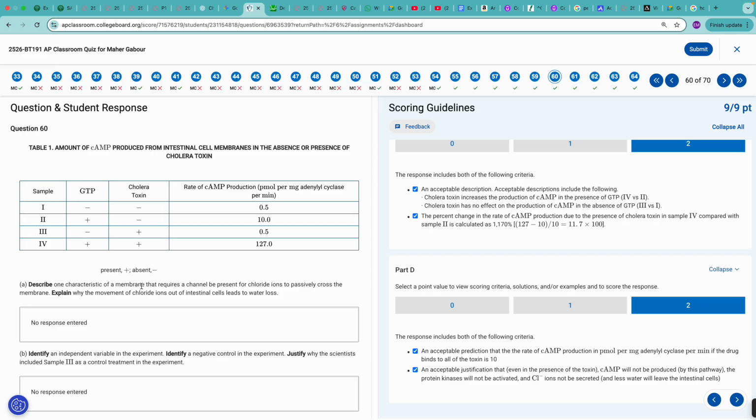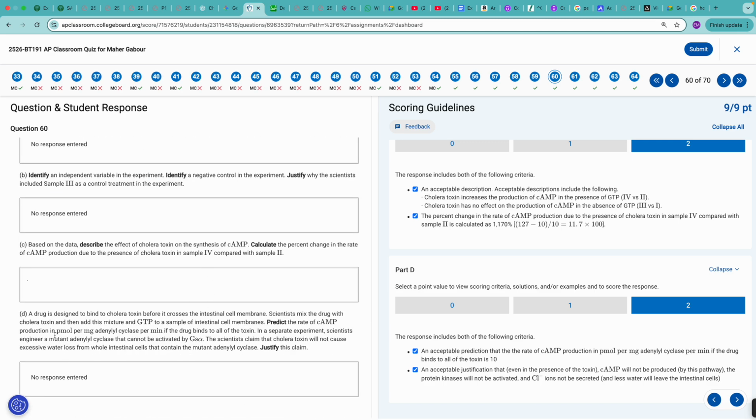Basically, if you're trying to find the effect of cholera toxin, GTP has to be the same. So you're going to compare the ones with no GTP, and you're going to compare the ones with GTP. The ones with no GTP, when you added the cholera toxin, nothing happened: 0.5, 0.5, they stayed the same. The ones with GTP, when you added the cholera toxin, it went from 10 to 127.